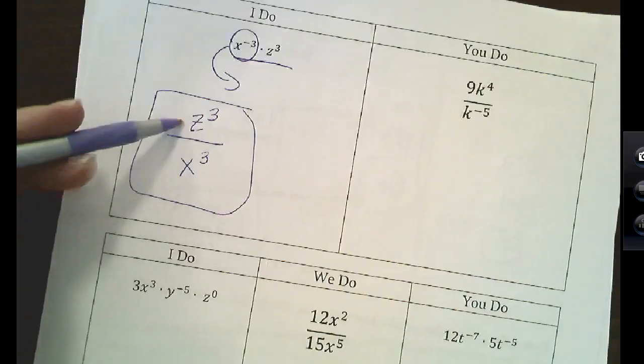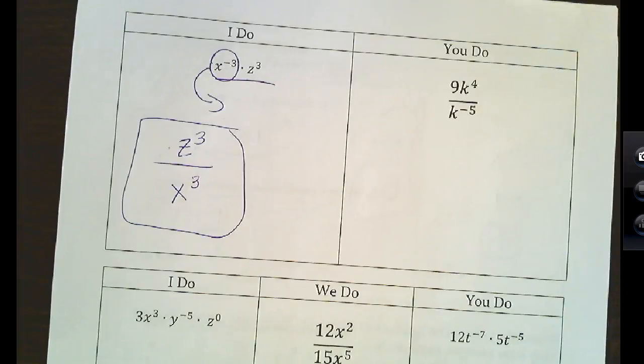So this would actually be your final answer, because those have different bases. One has a base of z, one has a base of x. We can't join those together at all. So the only thing we can do for this problem is get rid of that negative exponent. Questions on that one?